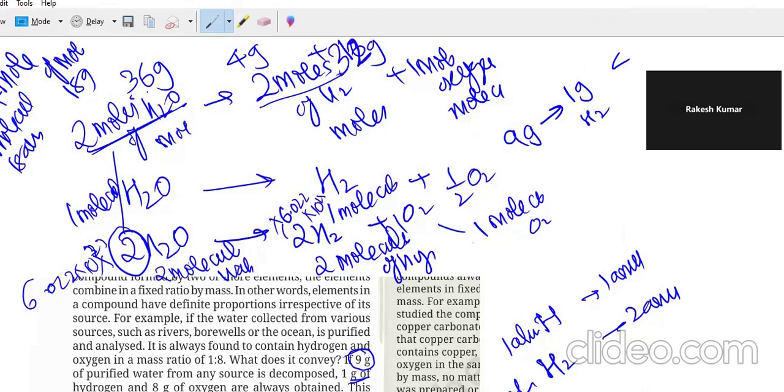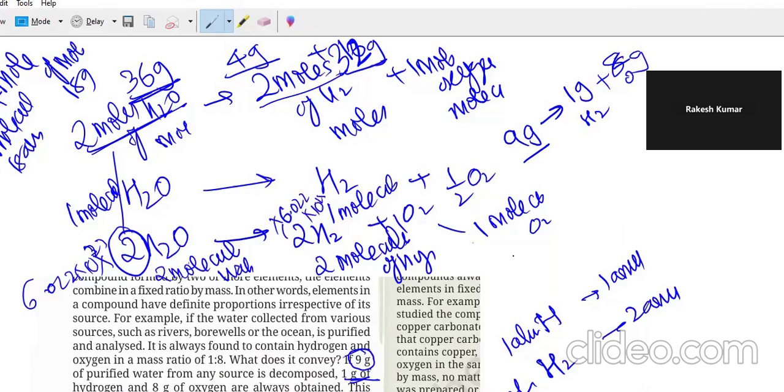Because this is the conservation, 36 equals 4 plus 32. It has to be equal. And also O is 16, so O2 is 32. So that means 9 grams will give you 1 gram, and I'm dividing 32 by 4, 8 grams of oxygen. So that is why 1 gram and 8 grams. So the ratio is 1:8.